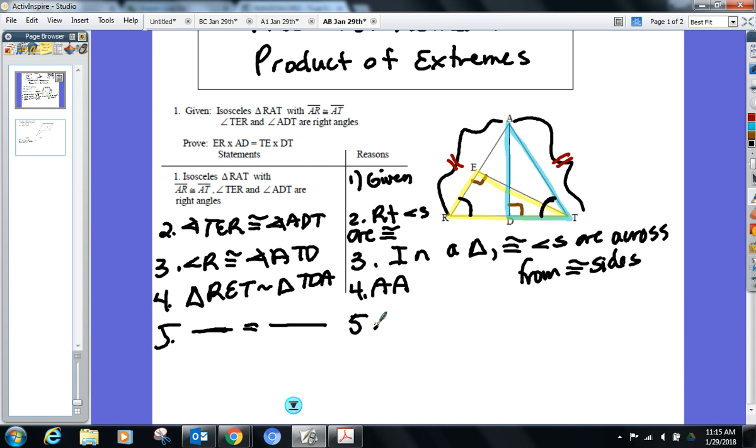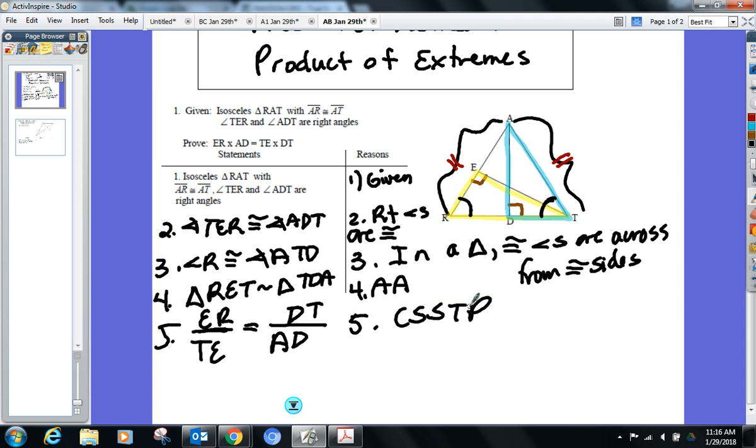How did they get ER times AD? They cross-multiplied, right? So if I'm going to put ER first, only one spot AD can go. And where is it? Bottom right, because I'm going to cross-multiply those extremes. Everyone see that? If you didn't want to put ER there, fine. I don't care where you put ER. AD's got to go diagonal from it. And then TE and DT can go in either spot. And what reason is the sides in the same ratio? CSSTP, see how we're building on before the midterm?